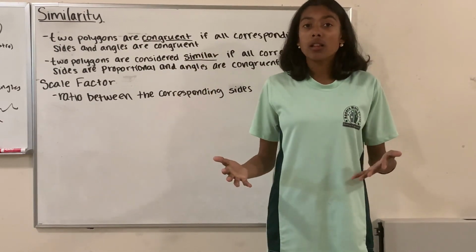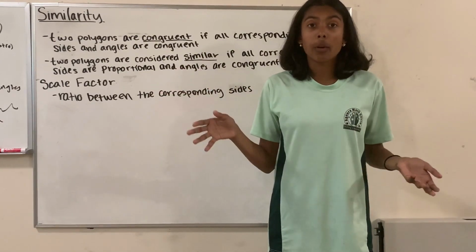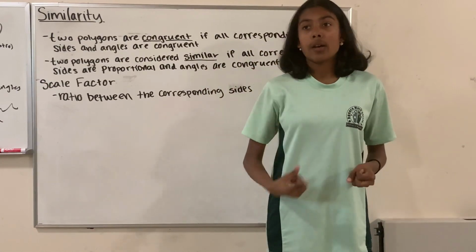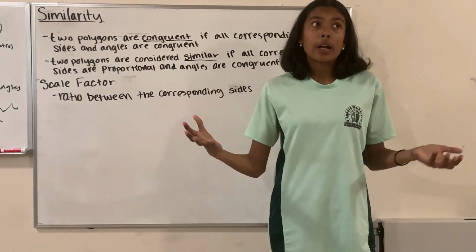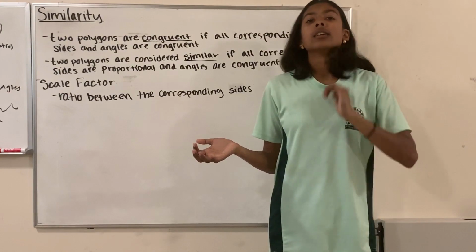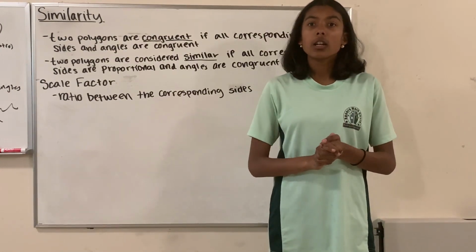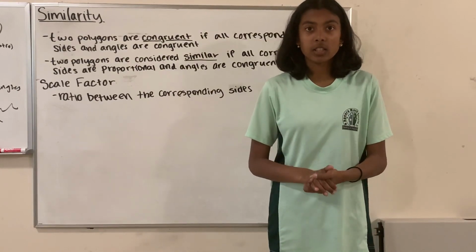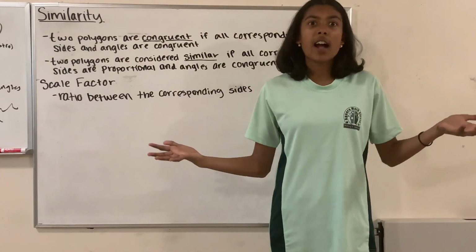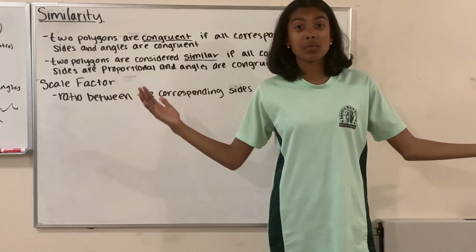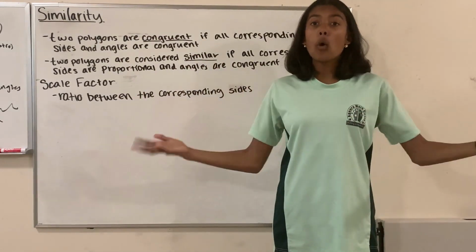In a set of congruent polygons, the scale factor is 1, meaning when you take one into another, you're just multiplying it by 1, and multiplying by 1 gives you the same thing. If you want to make something smaller, you multiply it by a smaller scale factor, a fraction, something less than 1. If you want to make something bigger, you multiply it by more than 1.